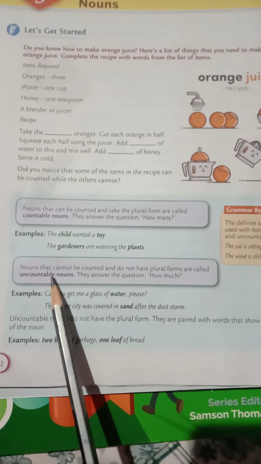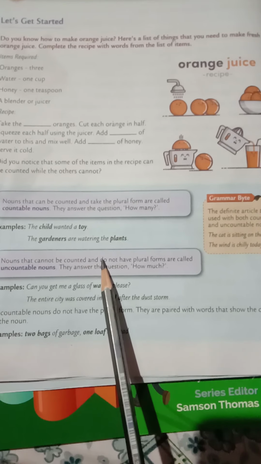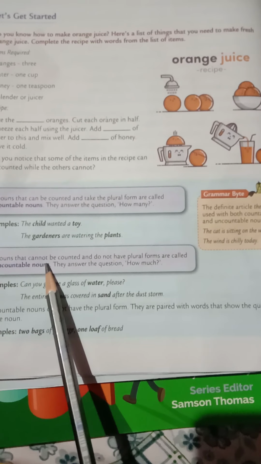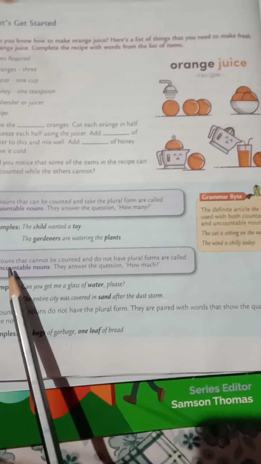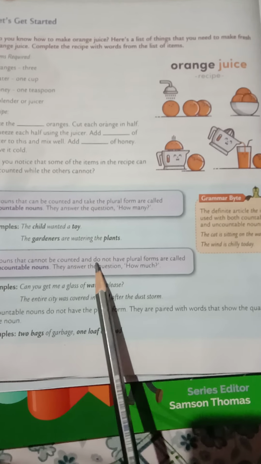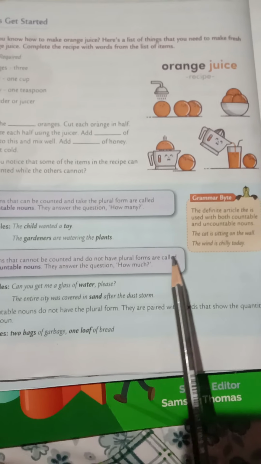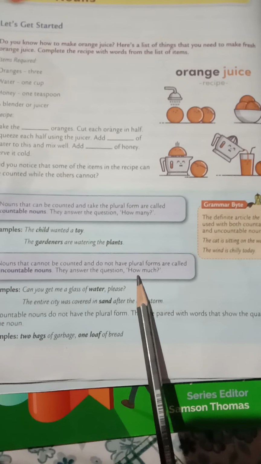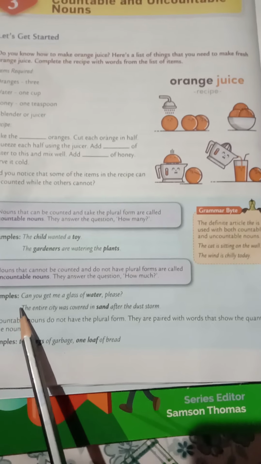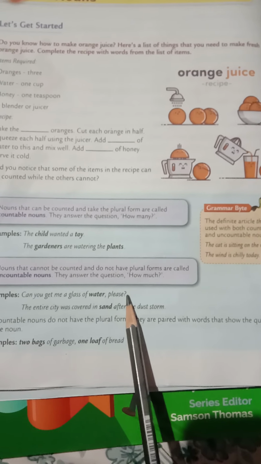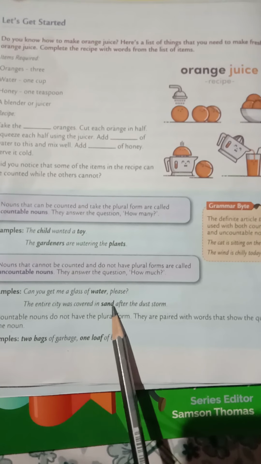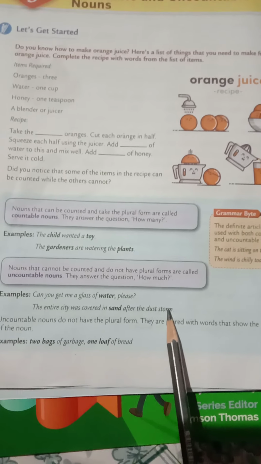Then next, nouns that cannot be counted and do not have plural forms are called uncountable nouns. They answer the question how much. So uncountable nouns answer the question how much. For example, can you get me a glass of water please? Next, the entire city was covered in sand after the dust storm.